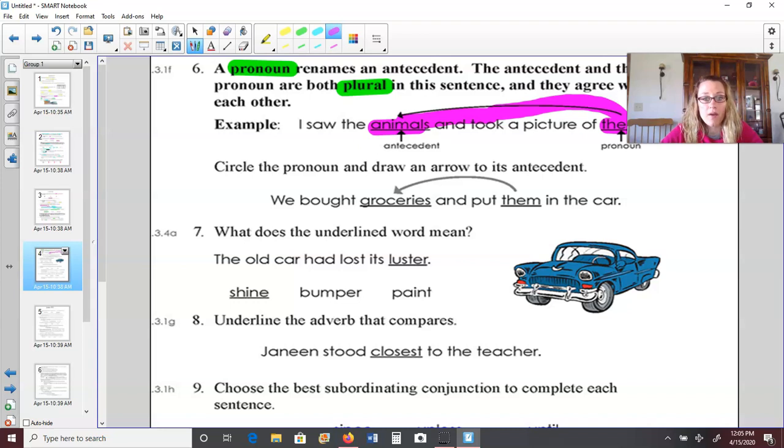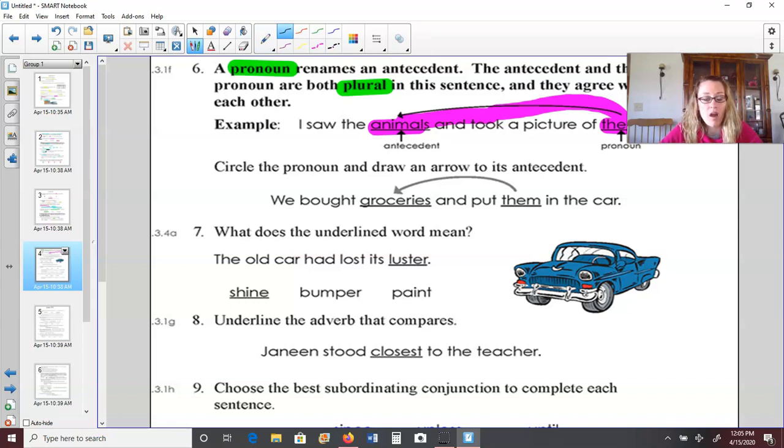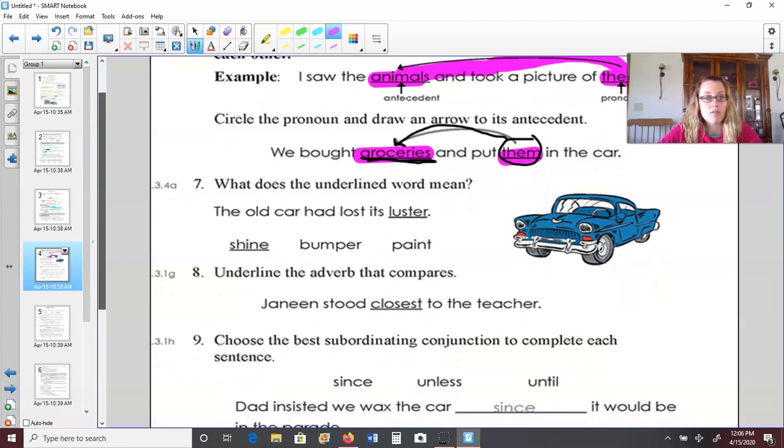So we need to circle the pronoun and draw an arrow to its antecedent. So if we look at our sentence, we bought groceries and put them in the car. Groceries would be our antecedent. That's the noun we're talking about. And them would be the pronoun. Because when we put them in the car, what are we talking about? Well, we're talking about the groceries. So we want to circle them. Again, that is our pronoun. Okay, I'm going to highlight it here too. And it's replacing groceries. So instead of saying we bought groceries and put groceries in the car, we bought groceries and put them in the car. So it just kind of makes our sentence less repetitive of the nouns we're talking about.